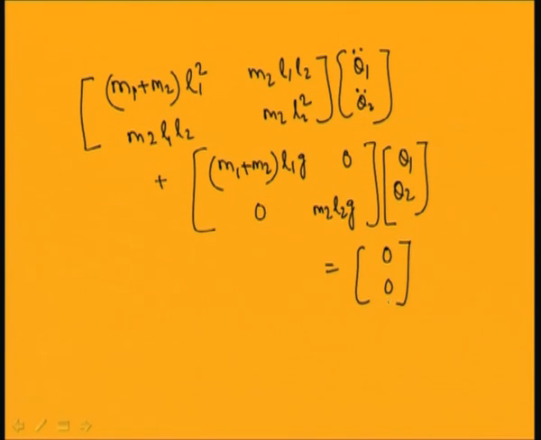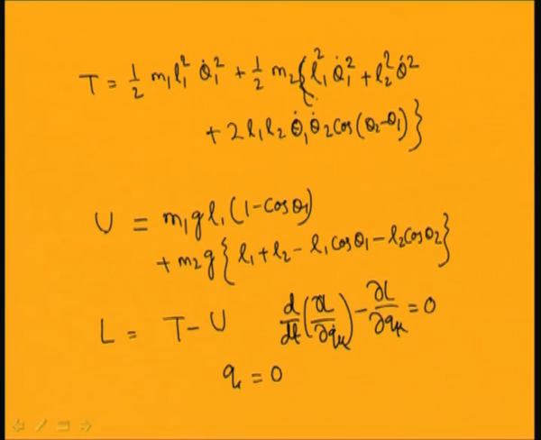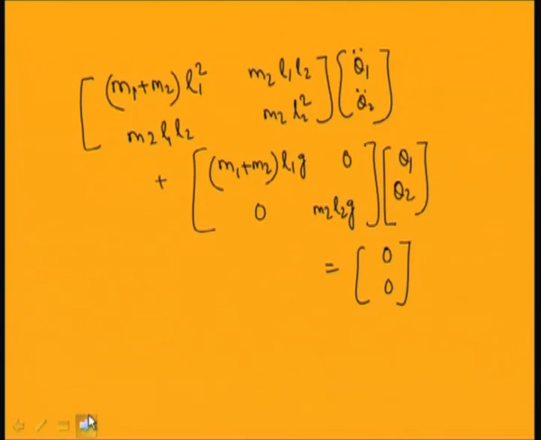By using the Lagrange principle, that is d by dt of del L by del q k dot, minus del L by del q k equal to 0, you can find the equation. Here I have taken q1 equal to theta 1 and q2 equal to theta 2. So you can write the equation of motion this way.